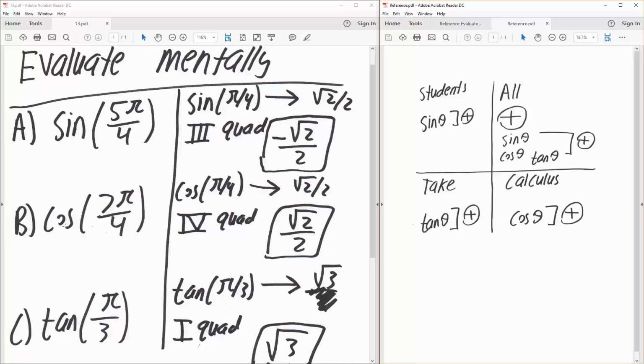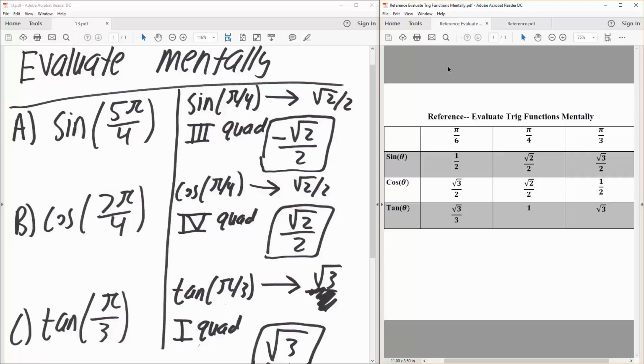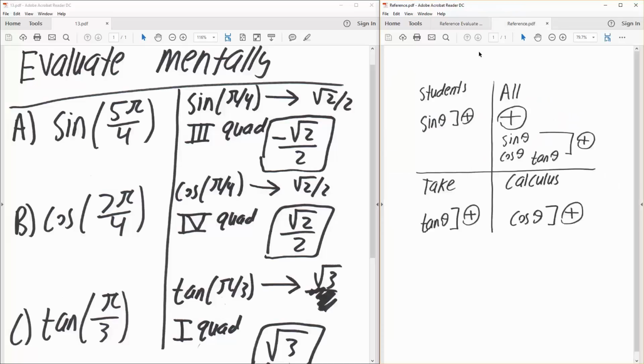So the next problem is cosine 7 pi over 4. So it's going to be in this quadrant, and the reference angle will be pi over 4. And we know that pi over 4 for cosine is the square root of 2 divided by 2. And the next step is determine whether this is going to be negative or positive. Since we're in the fourth quadrant, and this quadrant is positive only for C, cosine theta or calculus, therefore, this will be positive.